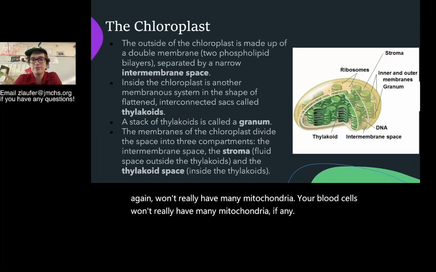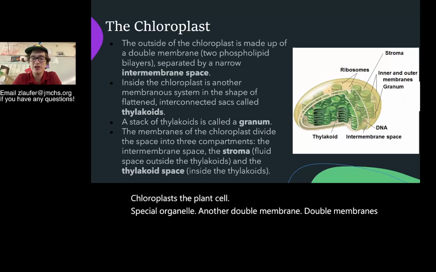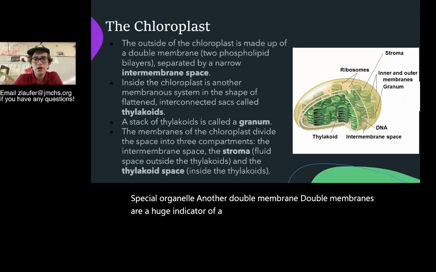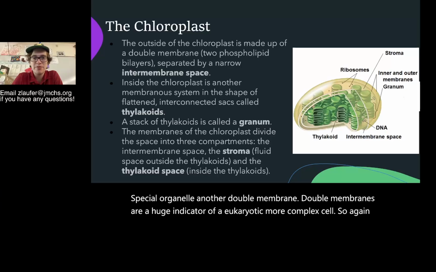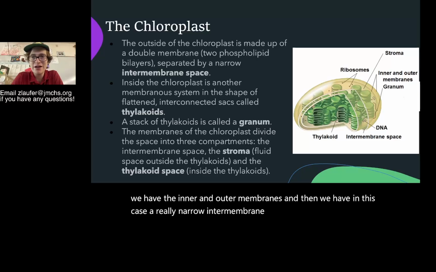Chloroplasts, the plant cell special organelle, another double membrane. Double membranes are a huge indicator of a eukaryotic, more complex cell. So again, we have the inner and outer membranes, and then we have, in this case, a really narrow intermembrane space. I don't believe a ton goes on there.